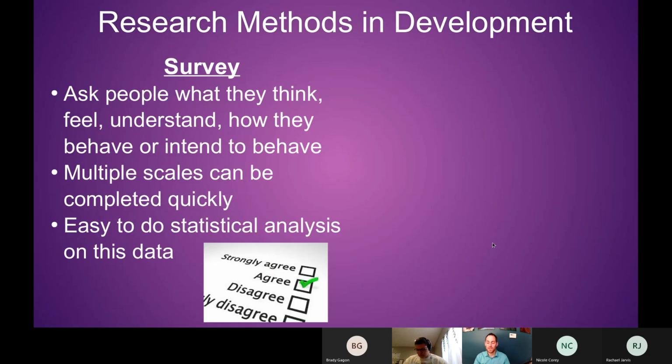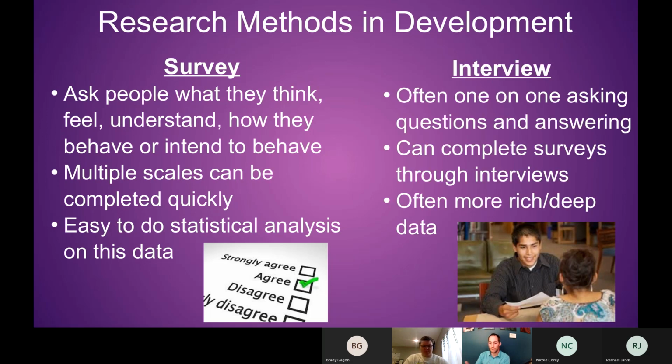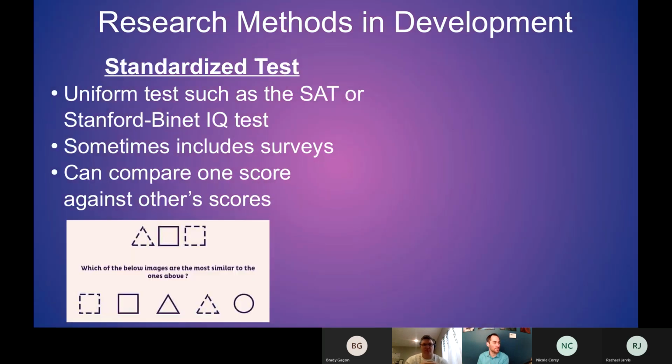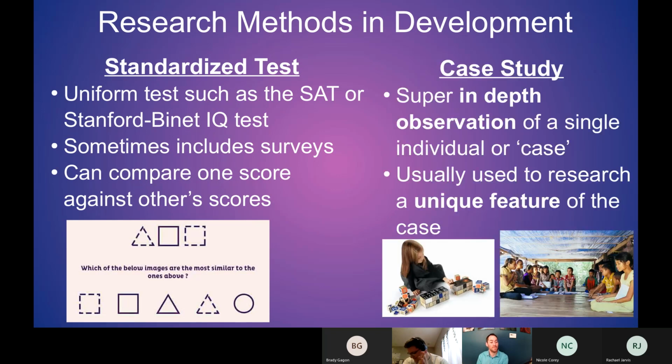Surveys, answering questions about yourself, reporting on your own understanding, how you feel, your intentions to behave, or how you've behaved in the past. Interviews, one-on-one discussions, or with a group. A lot of times you can get a lot more in-depth information from those. Standardized tests are really similar in a lot of ways to surveys, except you can compare one person's score to another. And then a case study is looking at something unique about an individual or a group.